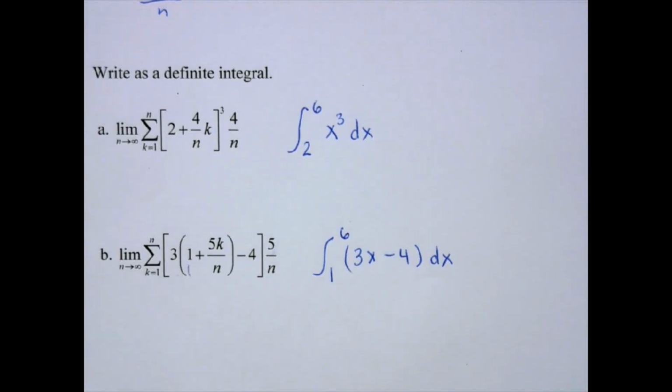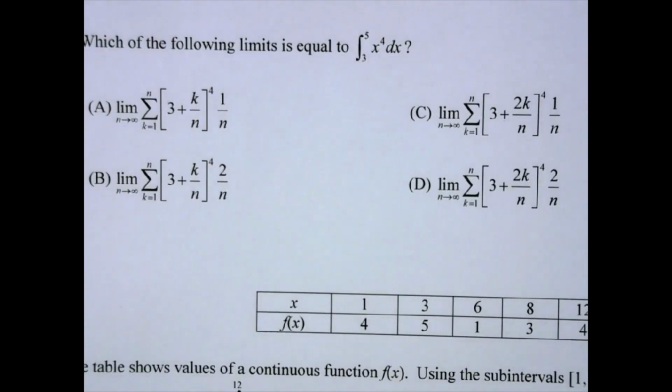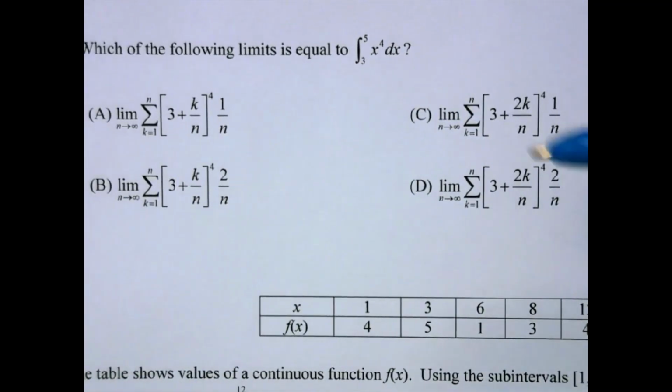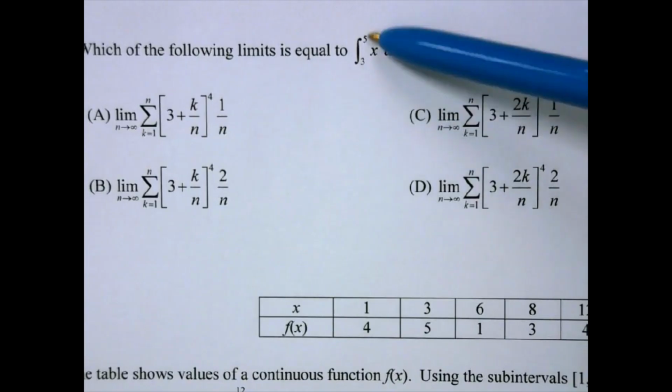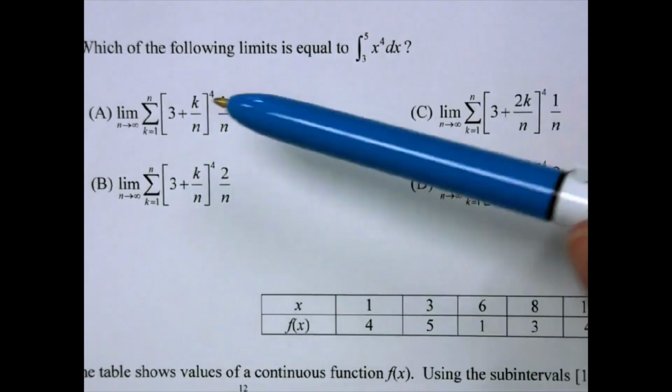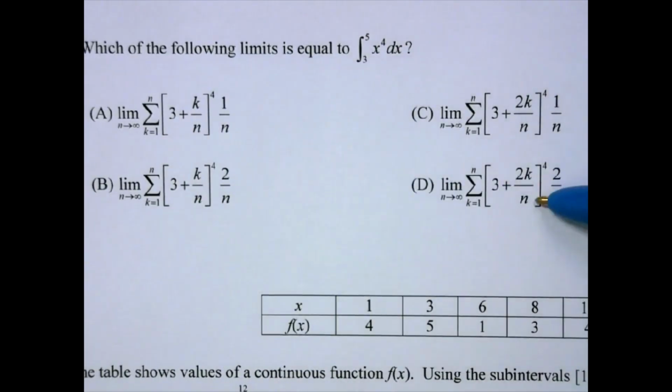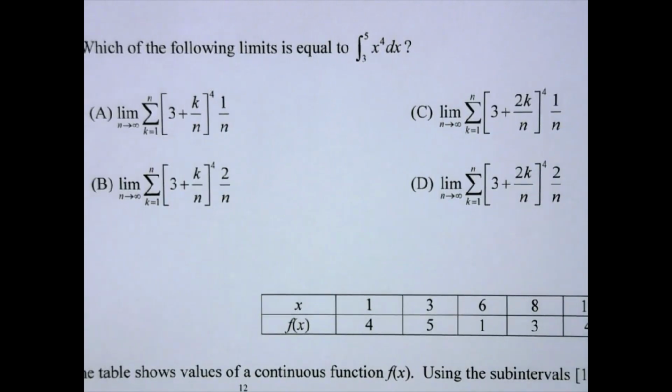So here's how you might see this as a multiple choice question. Which of the following limits is equal to the integral from 3 to 5 of x to the 4th? Well, they all have the function. We can see that. It's all x to the 4th. The thing that's changing is these two.